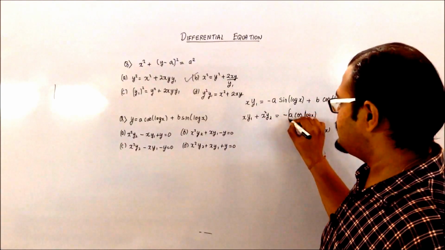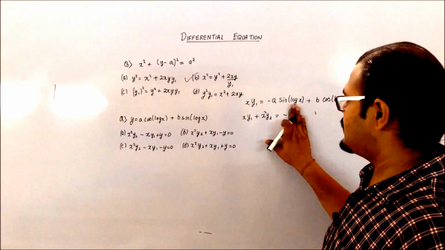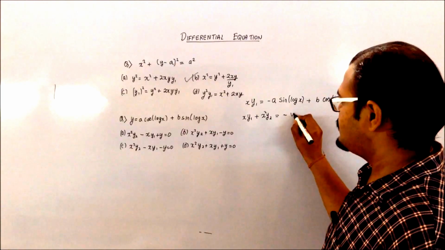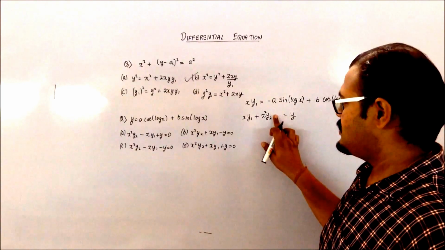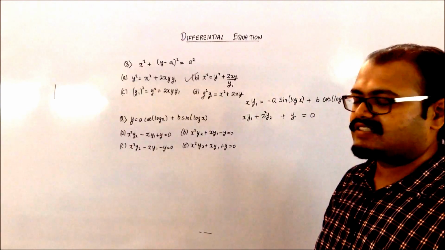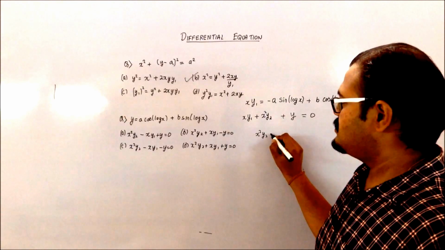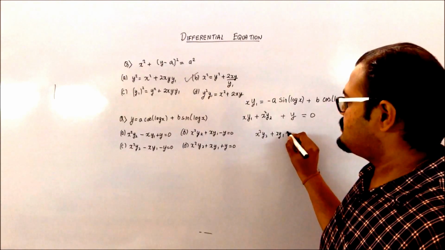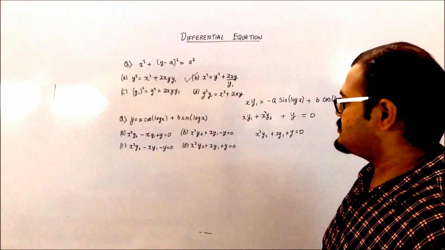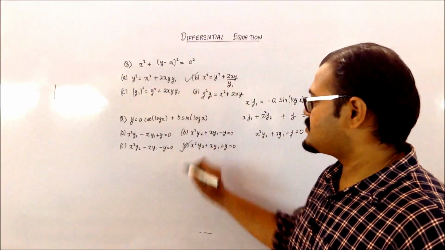If you take the minus sign outside, you will have this term as your y. So you will have this equation as this. If you take that minus y1 on this side, you will get this particular equation. So you are getting the equation as x square y2 plus x y1 plus y equals 0. If you just look out for this equation, it's in option D.